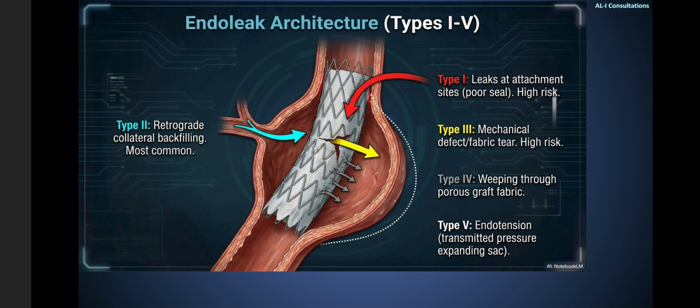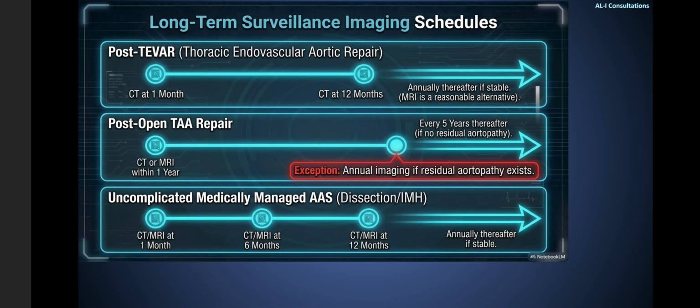Once you have a TEVAR, if you have a type 2 endoleak, this is because of collateral backfilling. Type 1 endoleak is at attachment sites, the proximal seal, it's high risk. Type 3 endoleak is mechanical, fabric tear, it's high risk. Type 4 is weeping through the fabric. Type 5 is transmitted pressure and expanded sac.